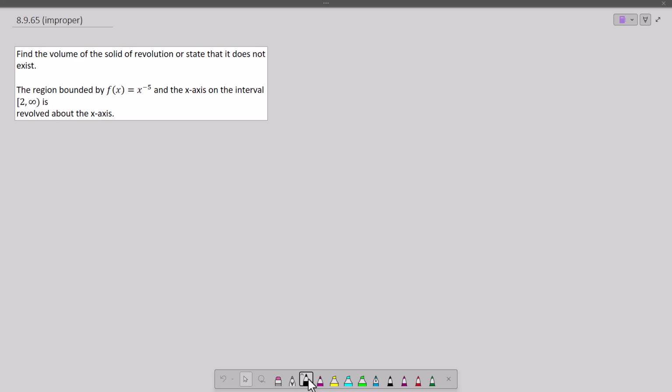All right, so we have a curve in quadrant 1 that is rotated around the x-axis. When we're thinking about this curve, it starts at 2 and goes down towards the x-axis. It's going to approach it pretty fast. 1 over x to the 5th approaches the x-axis pretty darn fast.